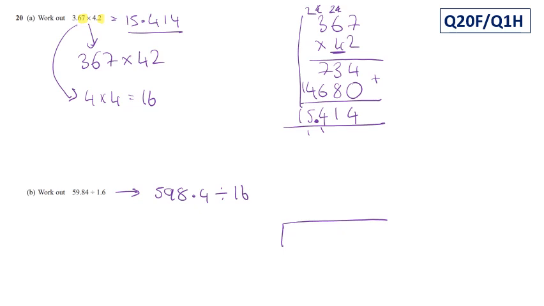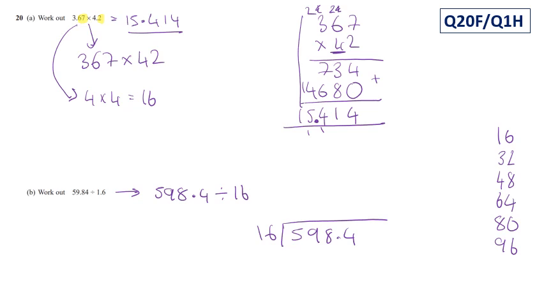And then I can use the bus stop method to divide this. So that would be 16 on the outside of the bus stop, 598.4 on the inside. Now of course I'm going to need to use my 16 times tables, so I might as well just write a few of those multiples down. So 16 is the first number in the 16 times tables, the next one is 32, and then 48, and then 64, and then 80, and then 96, and so on. And as I need more, I'll write a few more down.